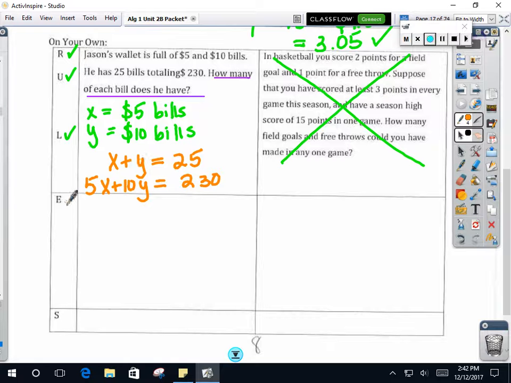Now we are ready to evaluate it. Do we have a variable that's ready to eliminate? No. So what should we do? Multiply by something, or we could have multiplied by something else. Either way will work. Okay, so the top equation, if you choose to multiply by -5, will become -5x minus 5y equals -125. Right. The bottom equation will not change.